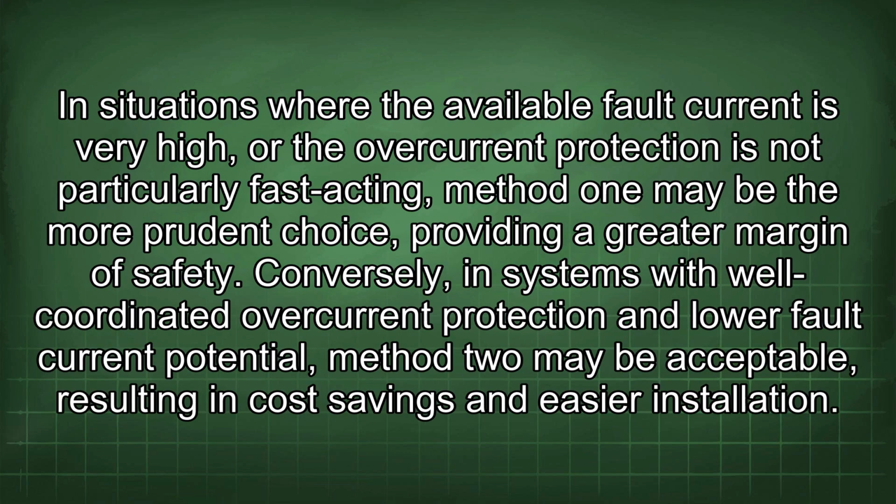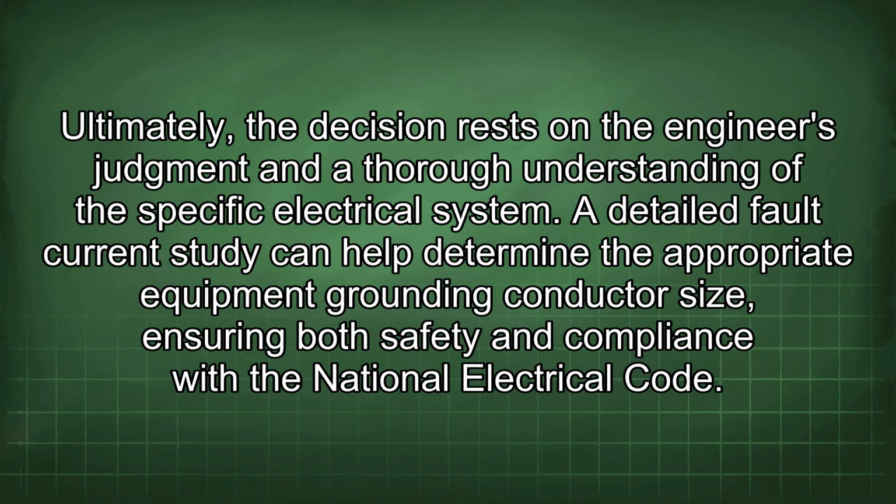In situations where the available fault current is very high, or the overcurrent protection is not particularly fast-acting, method 1 may be the more prudent choice, providing a greater margin of safety. Conversely, in systems with well-coordinated overcurrent protection and lower fault current potential, method 2 may be acceptable, resulting in cost savings and easier installation. Ultimately, the decision rests on the engineer's judgment and a thorough understanding of the specific electrical system. A detailed fault current study can help determine the appropriate equipment grounding conductor size, ensuring both safety and compliance with the National Electrical Code.